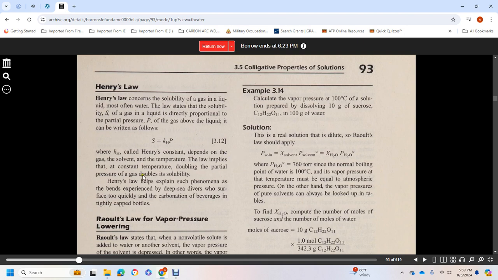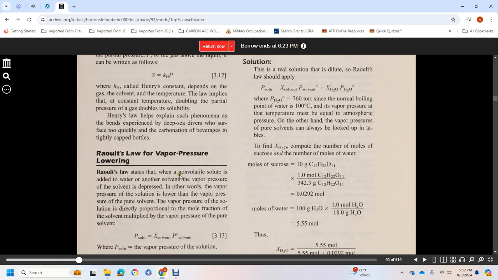Henry's law explains phenomena such as the bends in divers who surface too quickly, and the carbonation of beverages in tightly capped bottles.